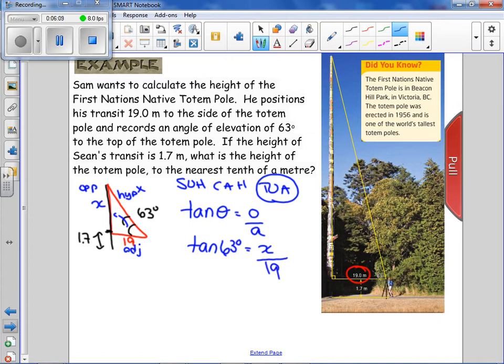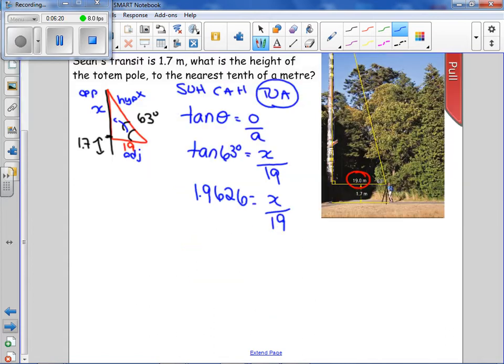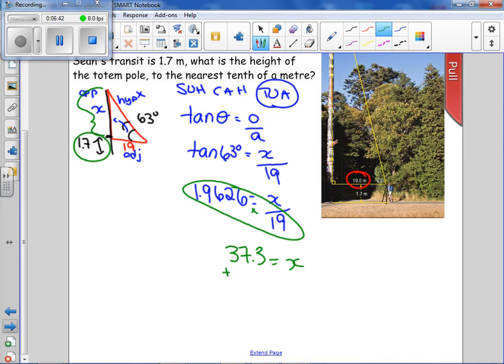So now because I have tan of 63, I'm punching that in, tan of 63. Again, I write this to 4 decimals. And now I'm doing this like a cross multiplication. These two go together through multiplication, so I multiply them. 19 multiplied by my answer, so I get x is equal to 37.3 roughly. Now that is just this distance right here. I have to add on the 1.7. And so I get exactly 39 meters high, roughly.